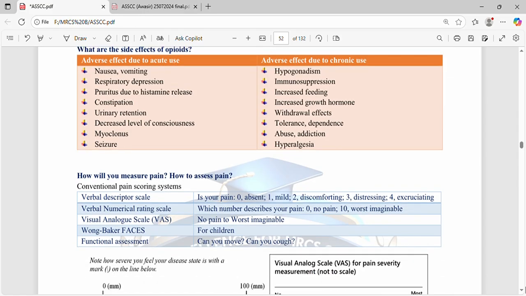How will you measure pain? How to assess pain? Conventional pain scoring systems. Verbal descriptor scale: is your pain nil or absent, that is 0; 1 is for mild; 2 is for discomforting, 3 is for distressing, and 4 is excruciating.